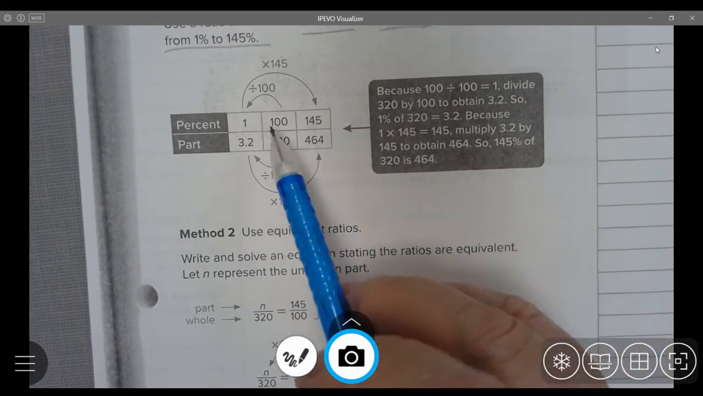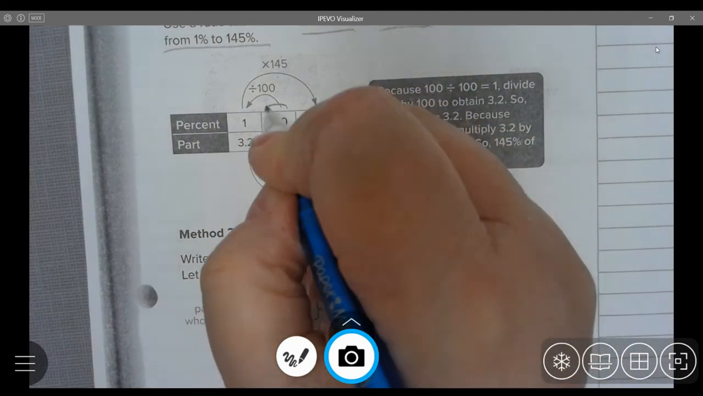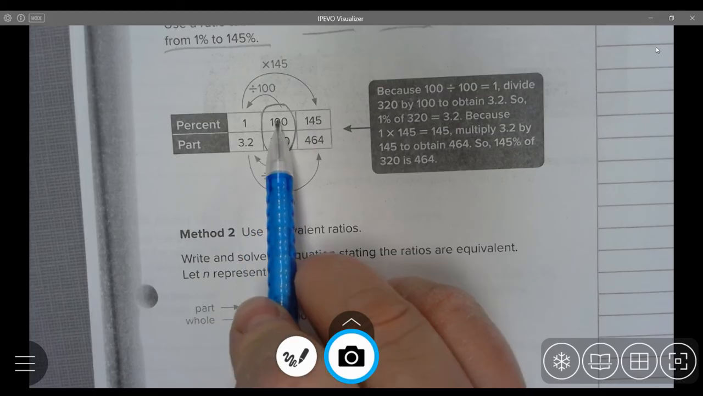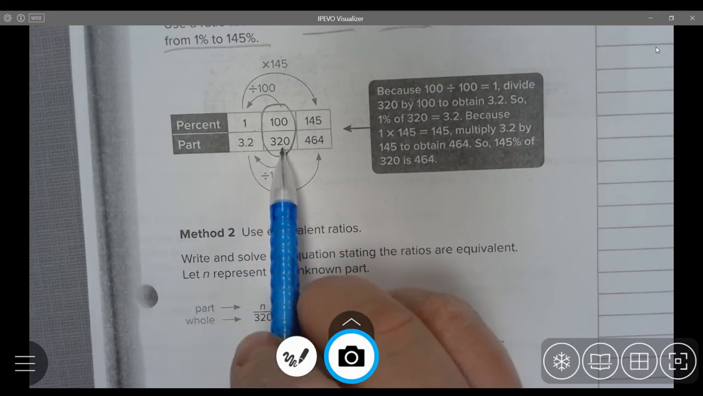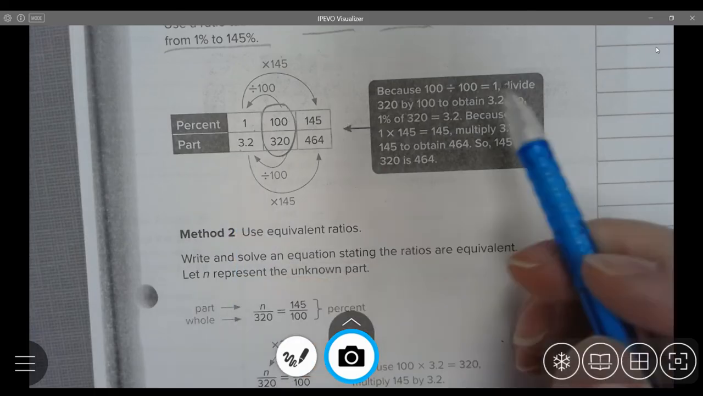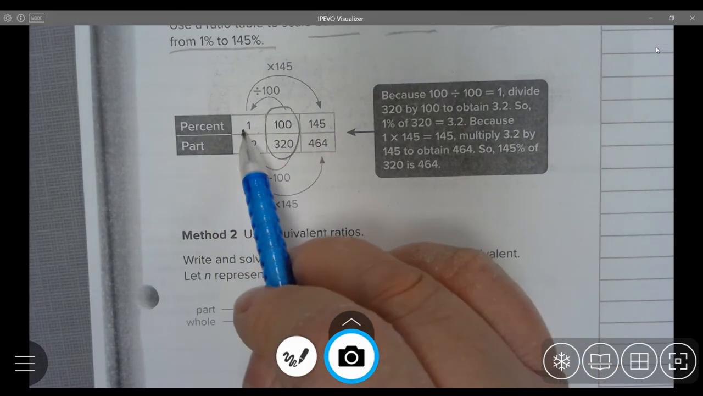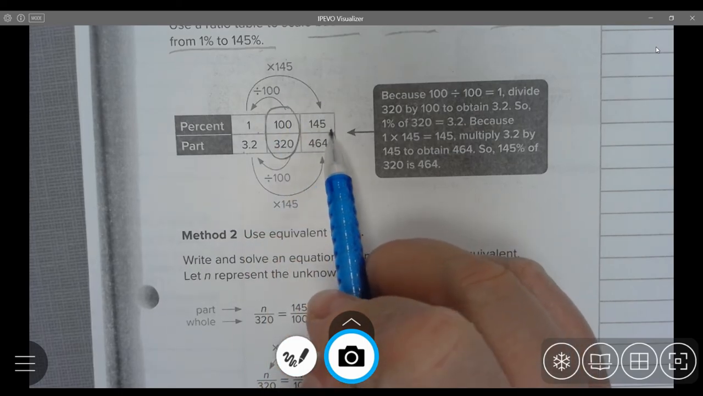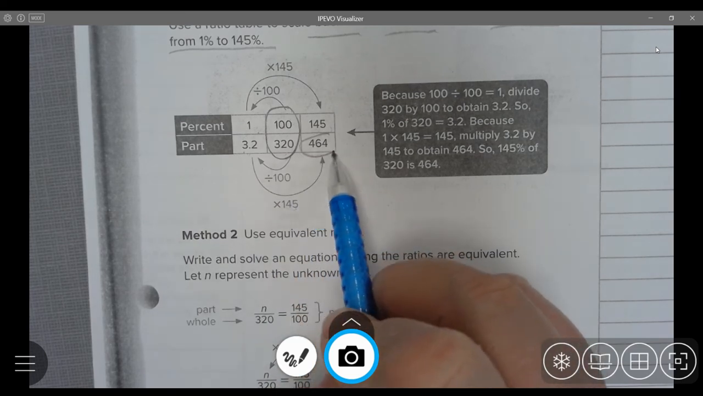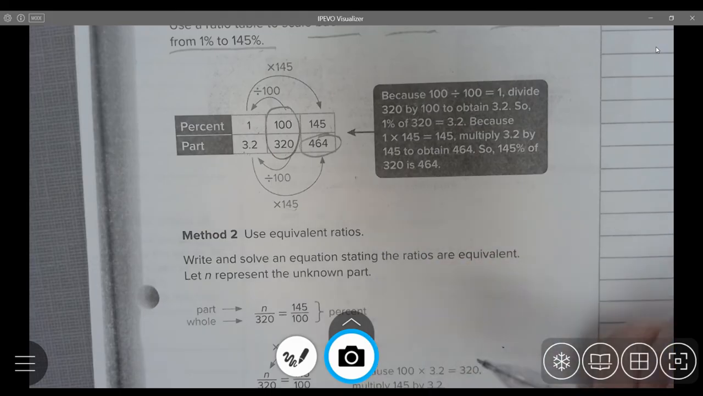So by using my ratio table, I would start with 100% is 320, and this is where I would start. I would scale it back to 1%. So 100 divided by 100 is 1. 320 divided by 100 is 3 and 2 tenths. And then scale up. We need to get to 145%. So 1 times 145 is 145. 3 and 2 tenths times 145 would give us the answer of 464. So that's one way to figure this out.